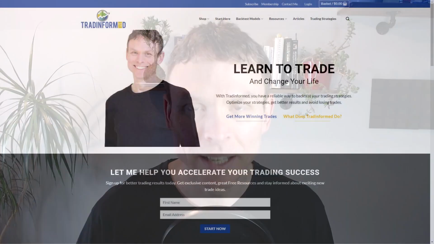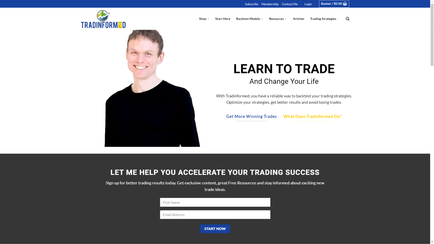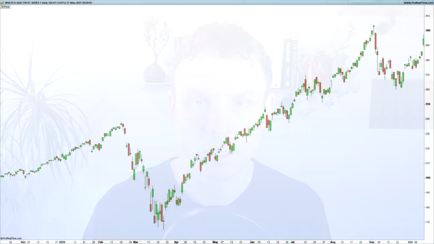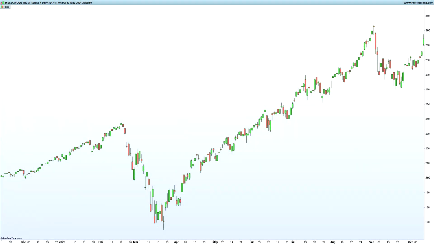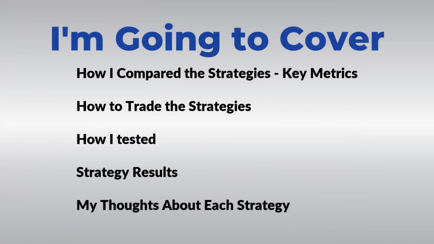I have tested literally hundreds of different trading strategies, and the QQQ has been one of the best performing markets. Not just in terms of the overall return, although this has been very good, but in terms of the smoothness of the price action. And what this means is that it is easier for mechanical and discretionary traders to trade. We get less false signals, which means we get more winning trades.